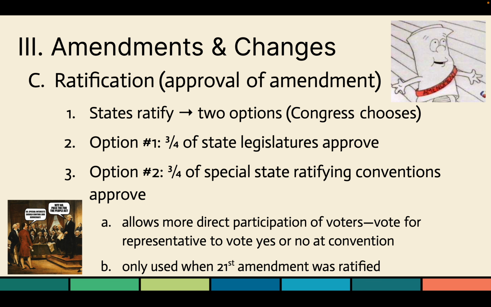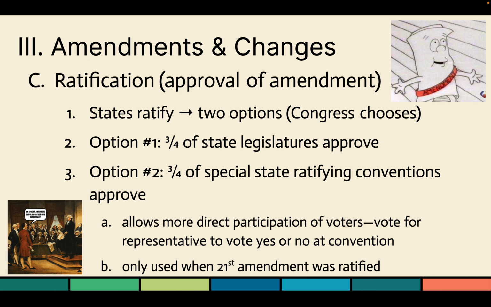Why is this a thing? Because it allows more direct representation, right? Because right now we vote for our state legislatures every 4-ish years, 6 years or so. It's not as direct, so there might be people in our state legislatures who got voted into office, but maybe I didn't vote for them. And if the amendment goes to the state legislature level and I don't agree with them, now my voice is not being heard.